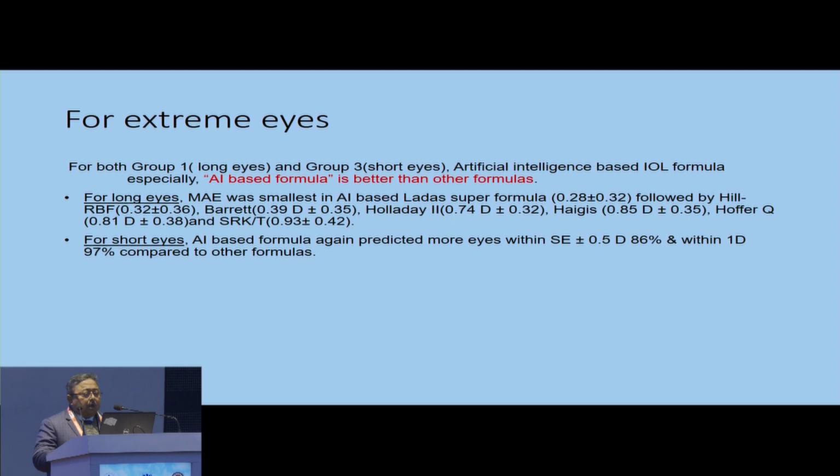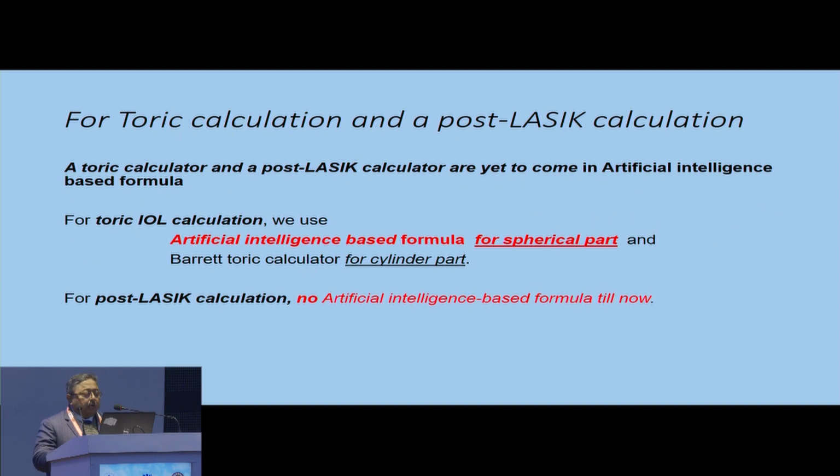For extreme eyes, the artificial intelligence based formula is better than the other formulas. For the long eyes, the mean arithmetic error is smallest for the artificial intelligence formula. For the short eyes also, the artificial intelligence based formula again predicts more eyes within 0.5 diopter, that is 26%. For the toric IOL calculation, the artificial intelligence based formula is used for the spherical part, and the Barrett toric calculator for the cylinder part. It gives a very good result, but for post-LASIK calculation, there is no artificial intelligence formula till now.